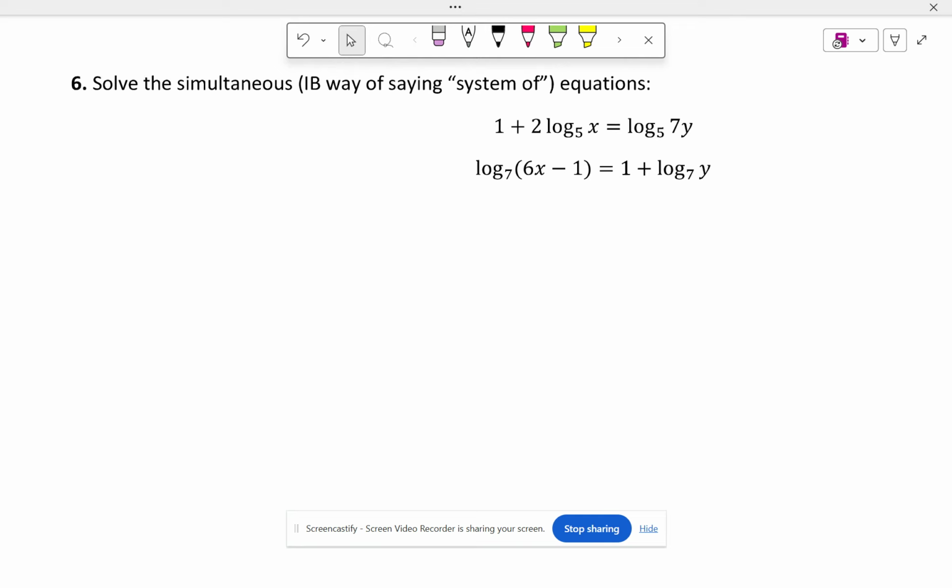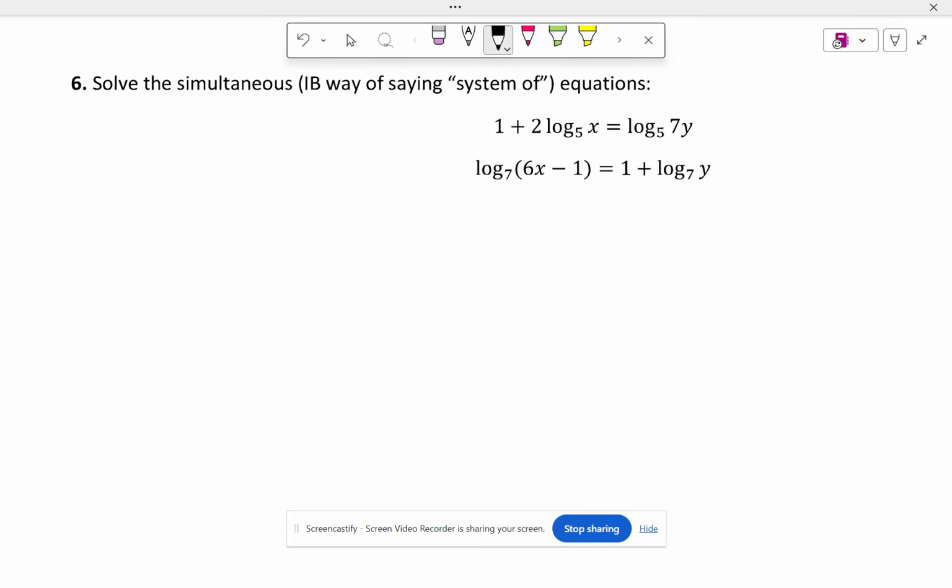If I have to solve a system of equations, and one of them has a base of 5, and one of them has a base of 7, let's start by condensing the first one and see where we land, okay? Then we'll do it on the second one, and we'll see where we land, okay?